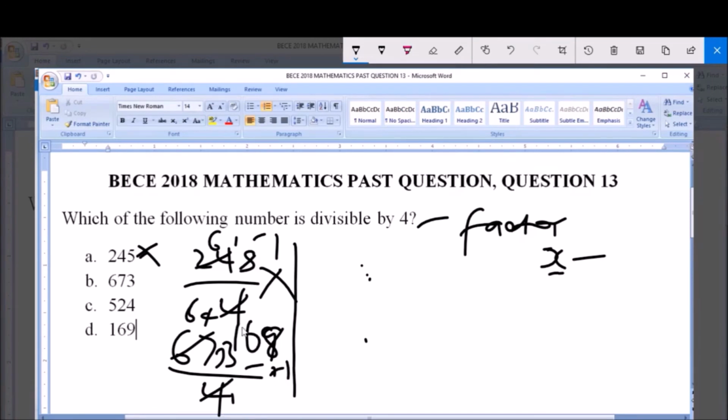Meaning that 673 is not divisible by 4. It's not divisible by 4. Now the next option here says 524.